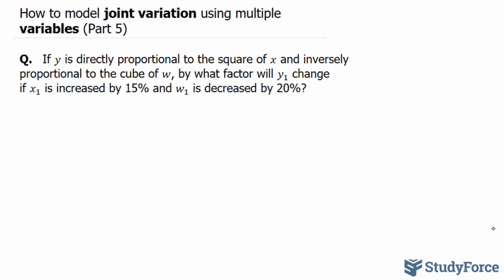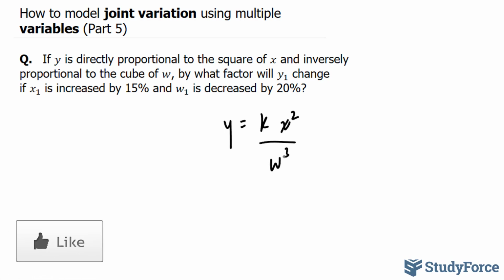Let's model our equation as y is equal to k for our constant, and we're told that it's directly proportional to the square of x and inversely proportional to the cube of w. So that is represented as w cubed. By what factor will y1 change if x1 is increased by 15%?